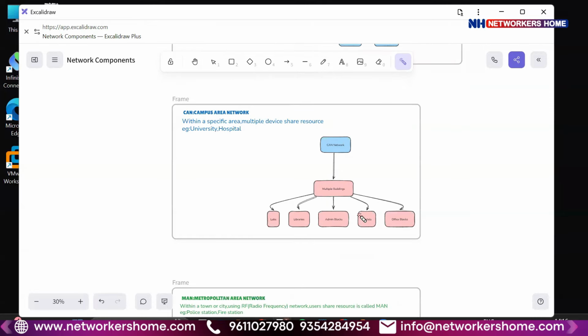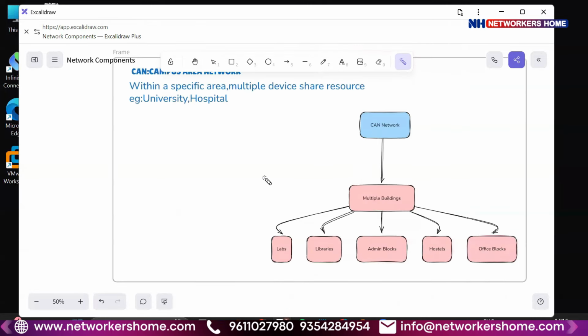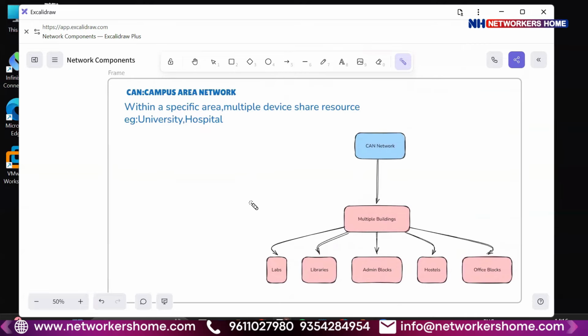Okay. Then we have campus area network. What is this campus area network? Within a specific area, multiple devices share resources. Initially, we have seen within a building. Here it is within a specific area. Meaning, see, a school is a place, it's a single building, correct? But whereas a university is what? It is a specific area, it is not a building. You will have a bigger circumference of area, right? So in that specific area, you will be having an IT department, a computer department, mechanical, civil, multiple blocks will be there, correct?